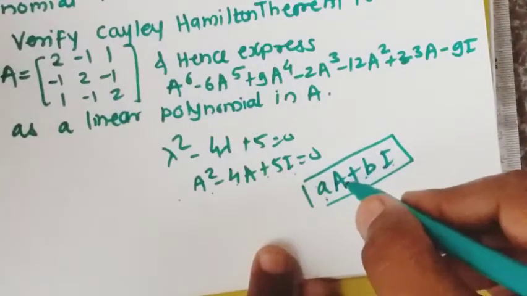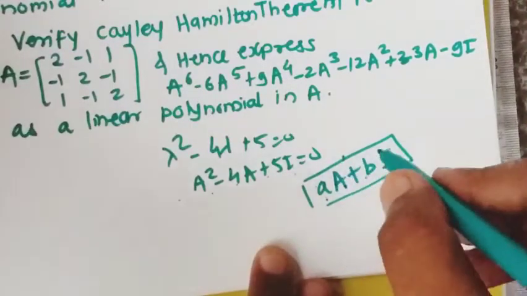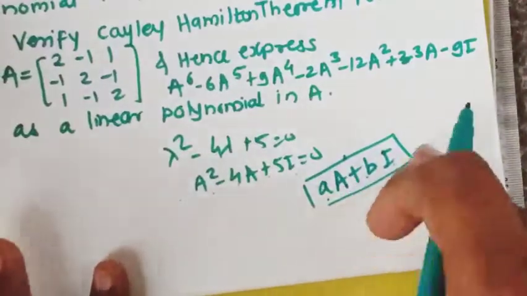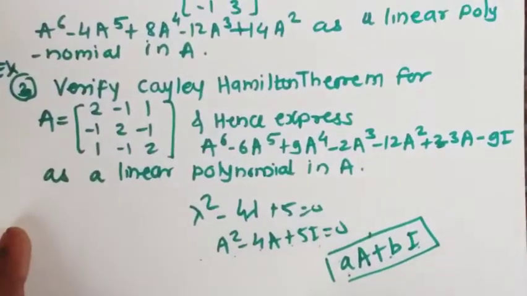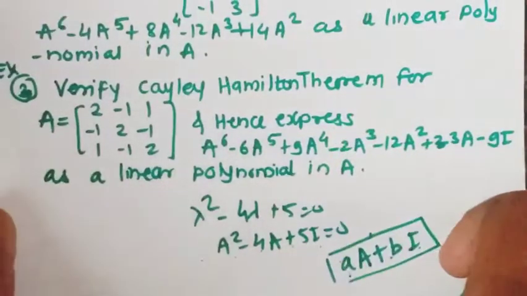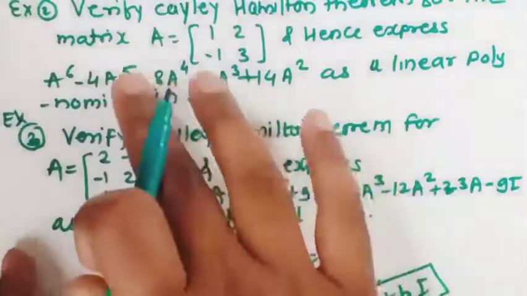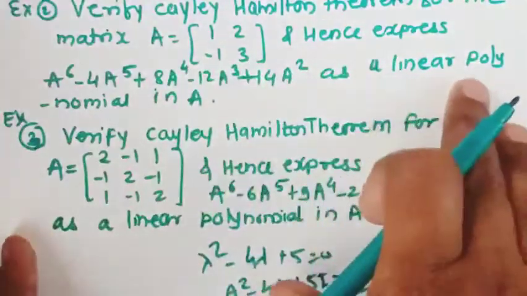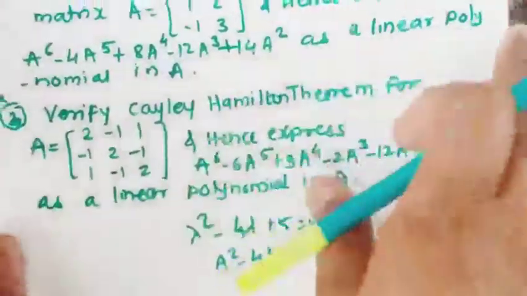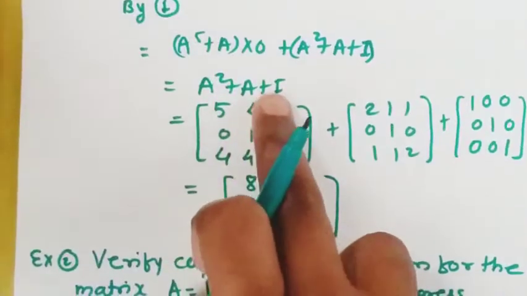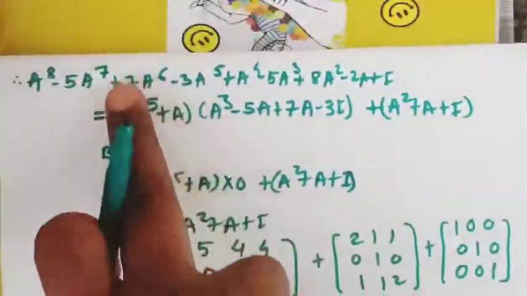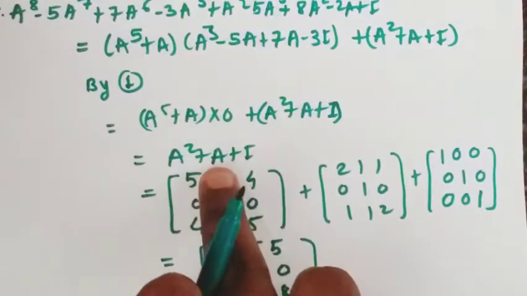So this is linear in capital A. The degree of capital A is 1. So till you get the remainder of degree 1, till that step you need to carry out that division. Once you get the remainder of degree 1, then stop your division, and finally you will get the value of this expression as a linear polynomial in A. Here we have obtained a quadratic polynomial, that is degree 2.